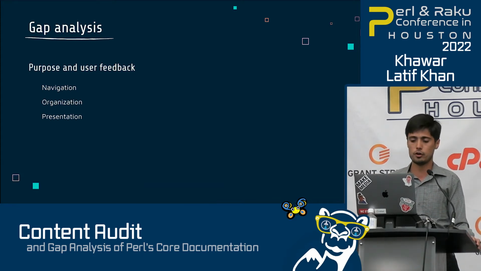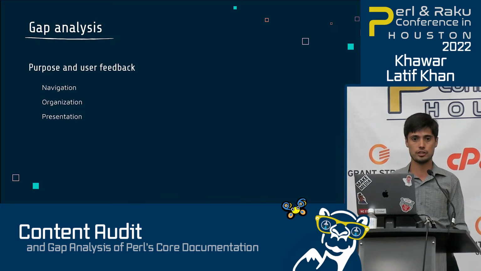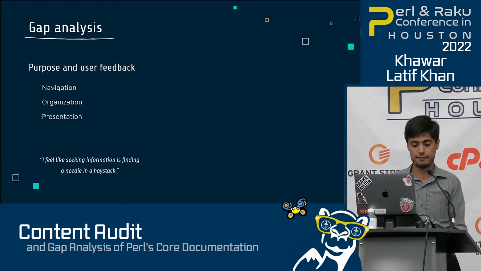4 people volunteered for it. They had different levels of expertise and different knowledge about Perl, and they gave their feedback about their experiences when they interacted with the documentation itself. 3 major things were highlighted in that phase. One, that navigation, again, was a problem for the users. And they mentioned that the organization of documentation into sections and subsections was not super clear as well. One of the volunteers said, "I feel like seeking information is finding a needle in a haystack."